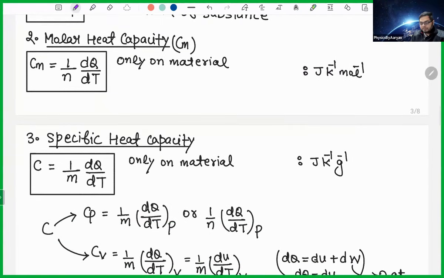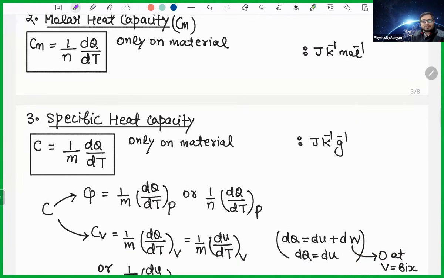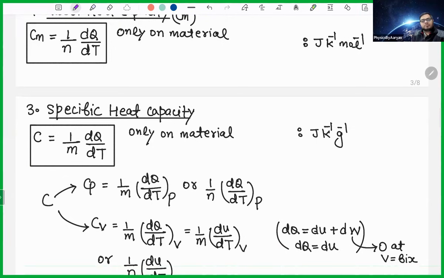Then we define something known as specific heat capacity. This time we are not dividing by the number of moles, we are dividing by the total mass, because sometimes we study mass, sometimes we study moles. Again, it will not depend upon the amount of substance because you are dividing by the total mass. That is why specific heat also depends only on the material. Whether you are taking water, aluminium, gold, or gas, it only depends upon that. It does not depend upon how much you are taking. So the specific heat is given by joules per Kelvin per gram.